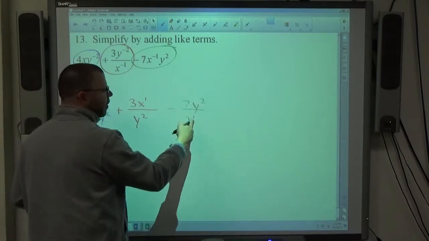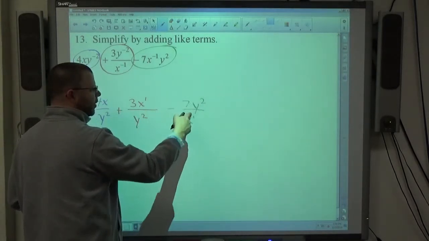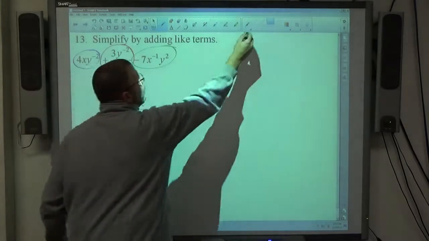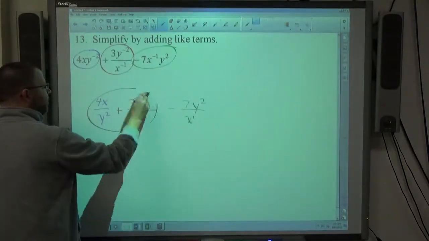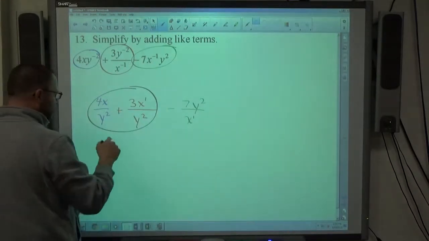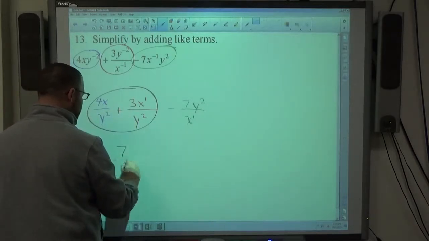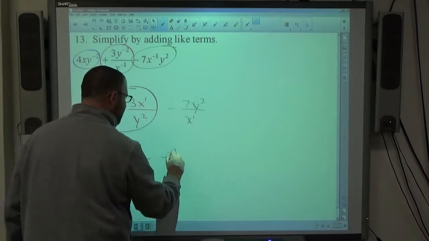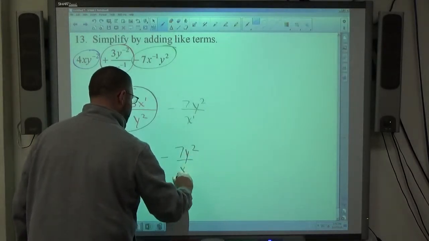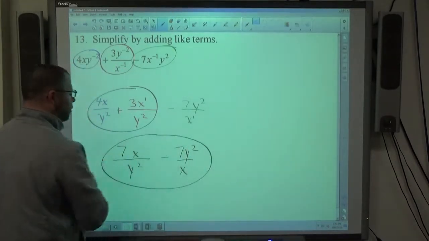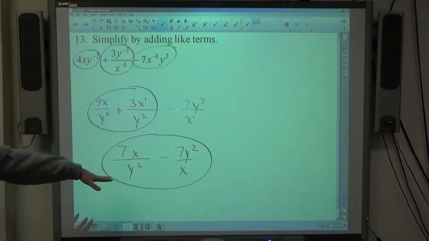This has x to the first and y squared also, but in the wrong spots, so this is not a like term. So altogether, I can add these two things together, but I can't add that. So 4 plus 3 makes 7. What made them the same was x on top, y squared on the bottom. Minus 7y squared over x. Cannot go any further than that. Again, adding like terms, I'm looking for an answer like that.